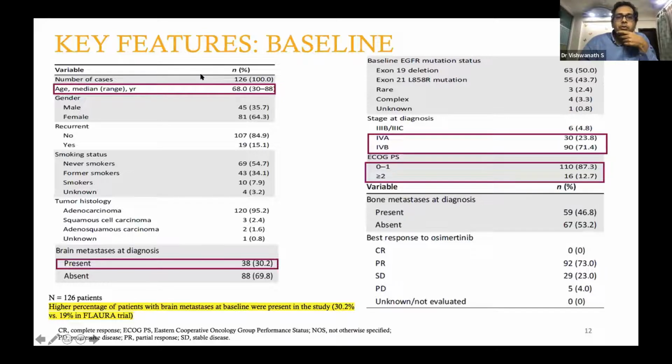It was an Italian study from 9 oncology centers, 126 patients. The median age was 68 years. And most of them, as understandable, were adenocarcinoma. And 38 patients, so 30% of the patients, included brain metastasis. And you can see that 50% had exon 19 deletion. And you can also see that around 12.7% of the patients had an ECOG performance status of 2 or more.